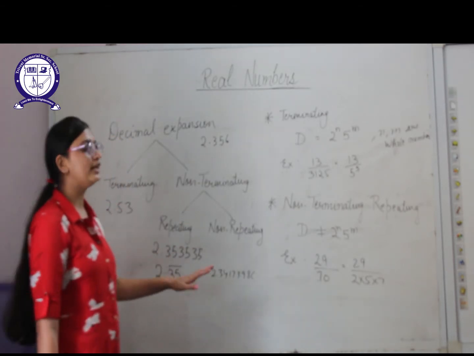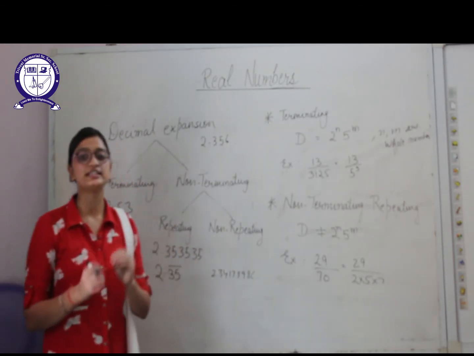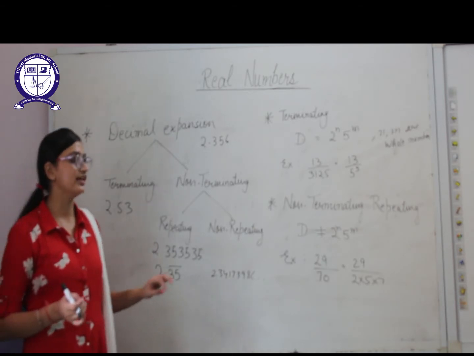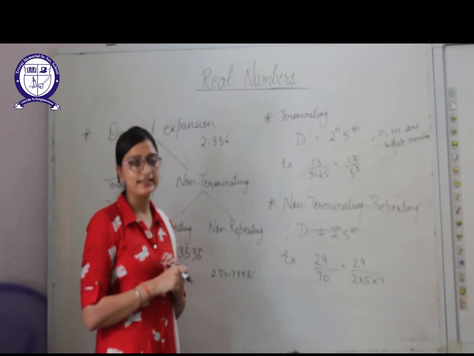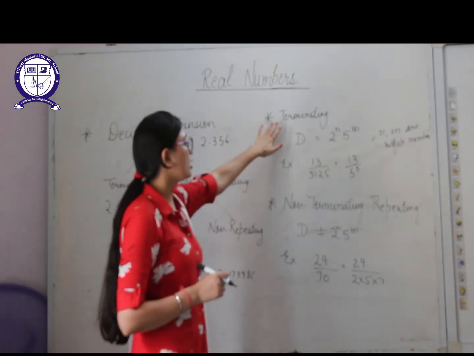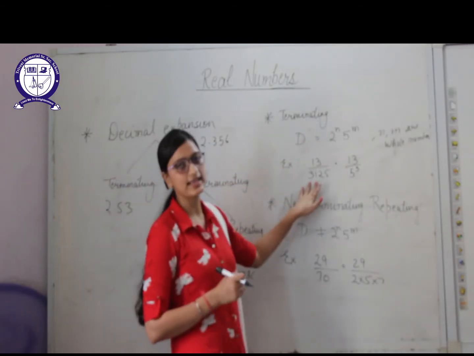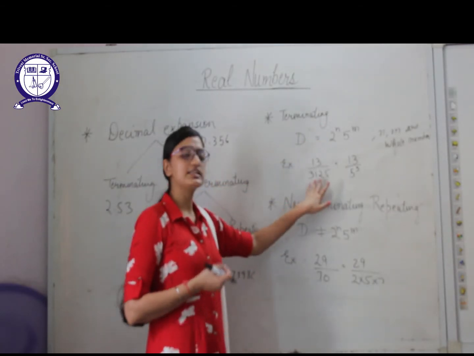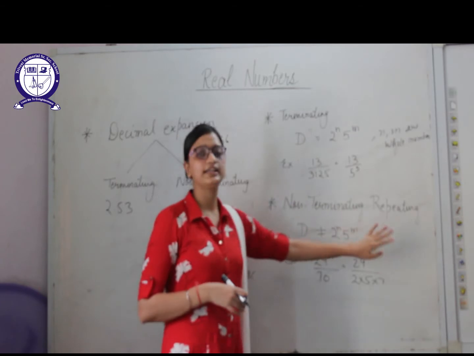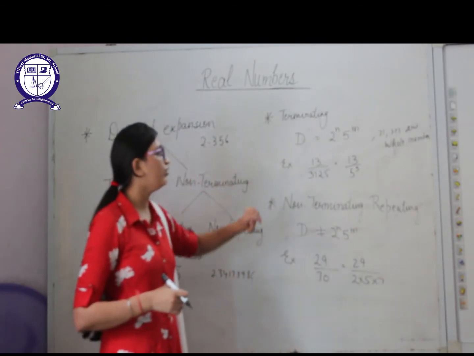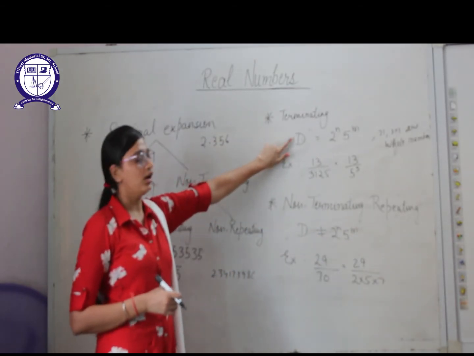Now the question here is how to find the type of decimal expansion without actually dividing. Suppose we are given a question like this. We need to find whether it's terminating or non-terminating repeating. What we will do is find the denominator.